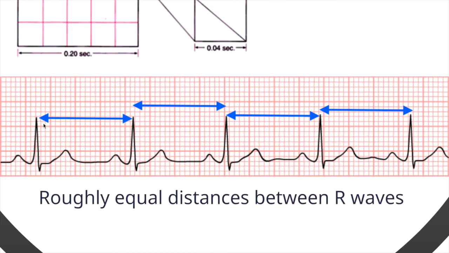So just a quick recap on the ECG: P wave, QRS complex, T wave. You should remember that from second year. So the distance between R waves should be equal.